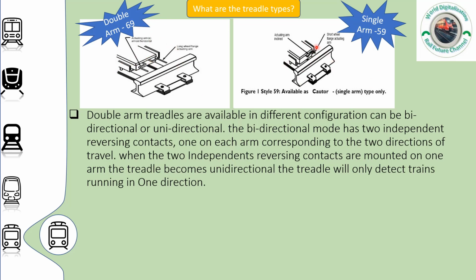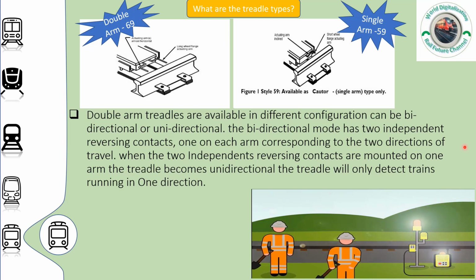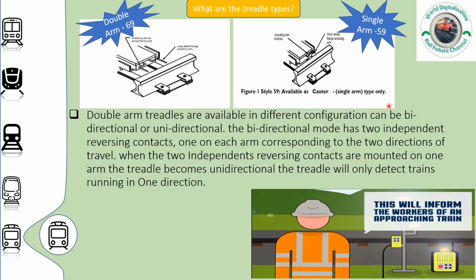Here, this is a single treadle arm, and as well, by the configuration, it can work as unidirectional or bidirectional. It depends on the configuration of the treadle that comes from the factory. We have a short animation video that can show how the treadle works.